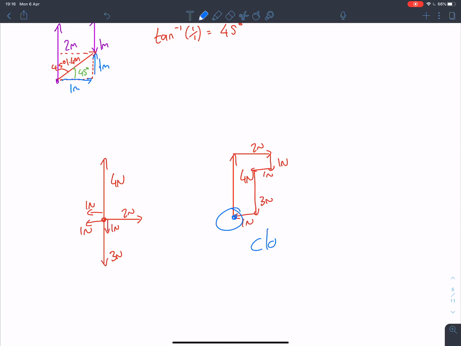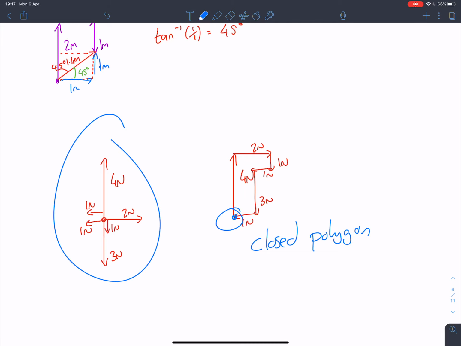So a closed vector polygon, as in I start exactly where I finished, what does that mean? Well, if you consider this as all the forces acting on an object, if all the forces forwards equal all the forces backwards, all the forces left equal the forces right, what's that going to mean? Well, that's going to mean there's no resultant force or no resultant velocity, whatever you're using here. Really important there, if you've got a closed vector polygon, you've got no resultant vector.